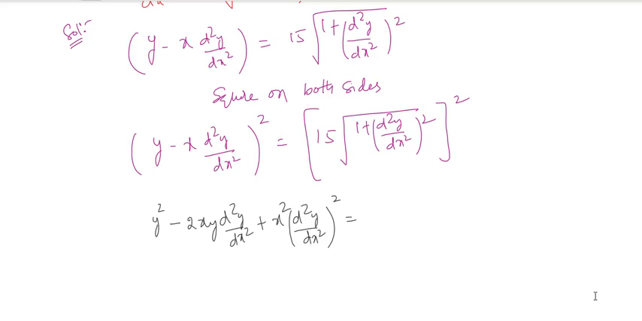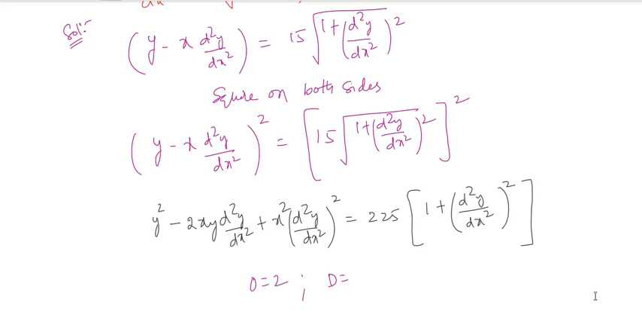For this, if I square on both sides, that square root 15 square, you will have 225. Then into that, the square root will get cancelled. You will have 1 plus d square y by dx square, whole square. Am I correct or not? That square root will get cancelled. Now in this case, can you tell me what is the order and what is the degree for the highest derivative in both the cases? So 2, the highest power of the highest derivative. Am I correct or not?